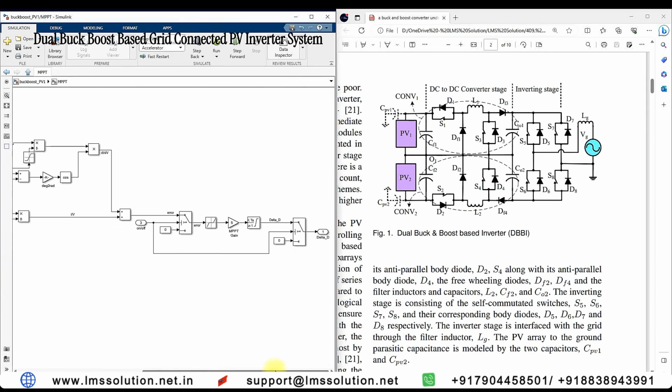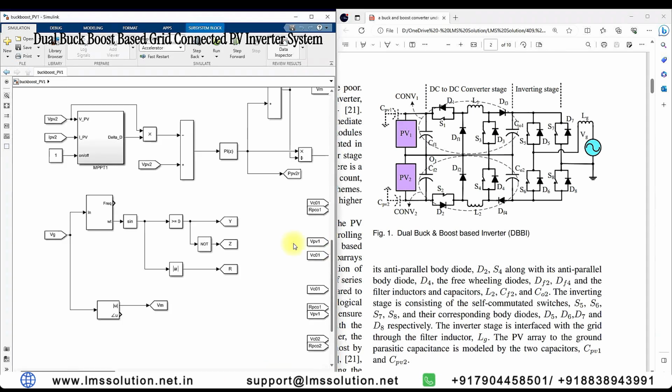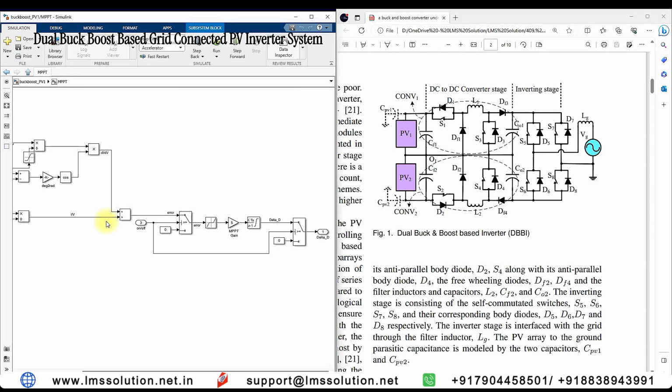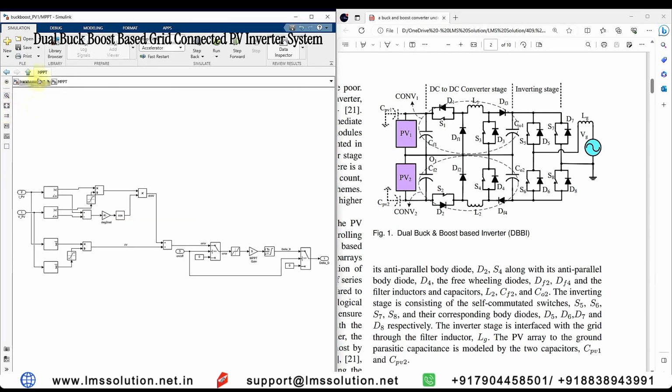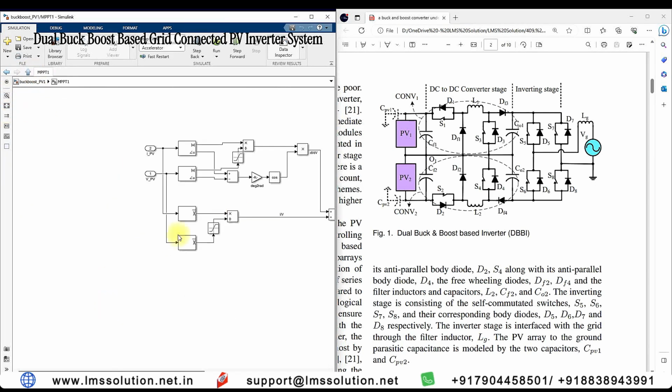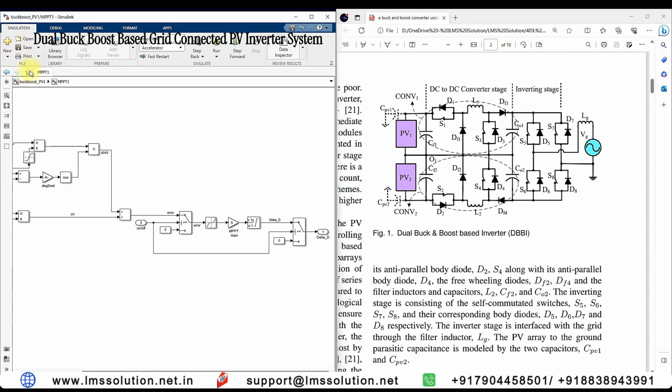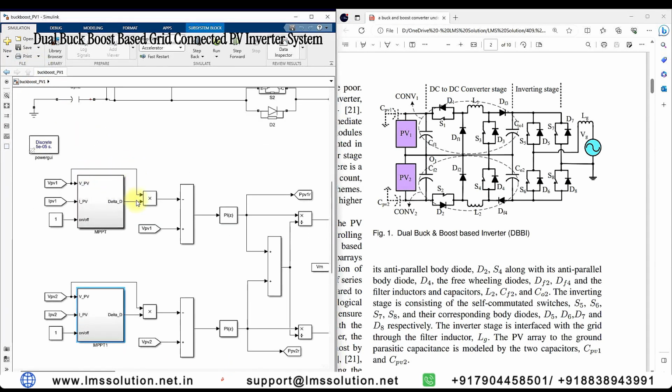So this MPPT will generate the duty cycle for PV, and here you will see MPPT 1, which is for the first PV panel, and this is for the second PV panel. This will calculate the duty cycle, and the duty cycle is going to be multiplied with the voltage. Finally, we will get the V reference.